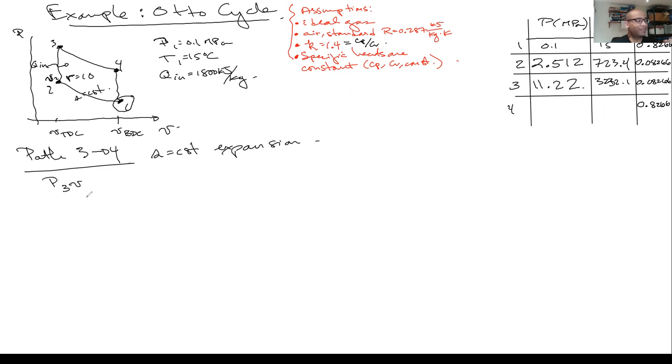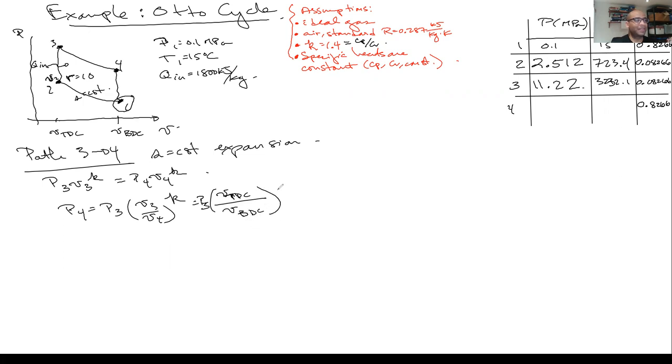So P3 V3 to the K is equal to P4 V4 to the K. And I want P4. So P4 is equal to P3 V3 over V4 to the K. And V3 is the volume at 2, the small volume, volume at top dead center. And V4 is equal to V1, the big volume, the volume at bottom dead center, to the K. This is the inverse of R. So this is P3, 1 over R to the K.